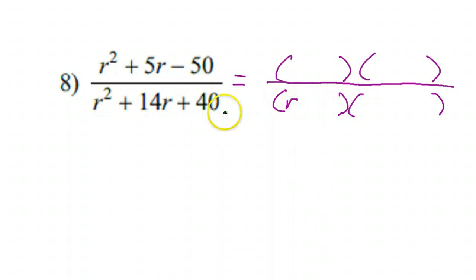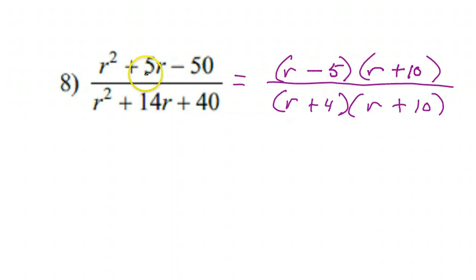Factoring the denominator, I'm thinking r plus 4 times r plus 10, right? 4 times 10 is 40, and that gives us inner 4r, outer 10r. Well, that makes 14, so that's why I like that. Okay, r squared in the numerator here, r squared is r times r. Now 50 is 5 times 10. So I'm going to need a positive 10 and a negative 5 to make a positive 5r.